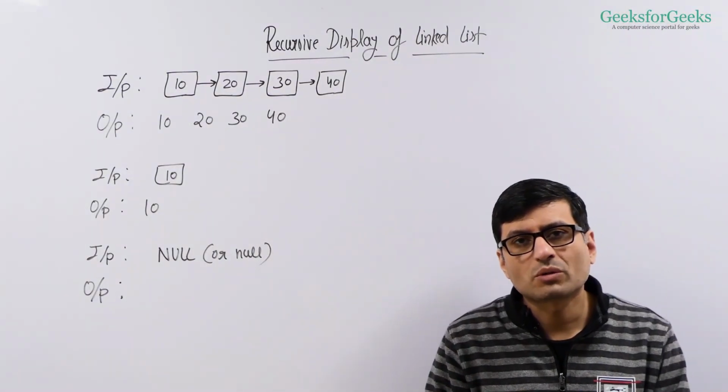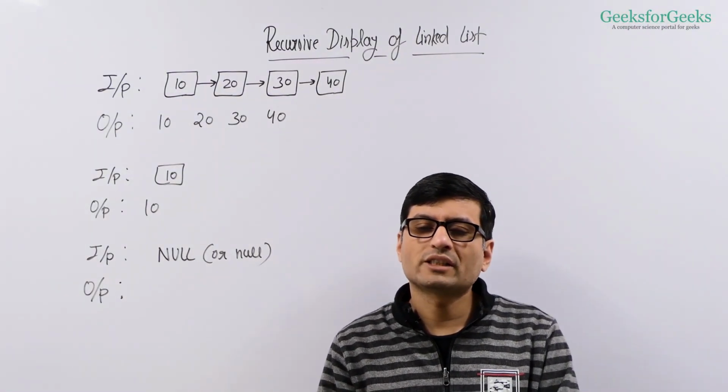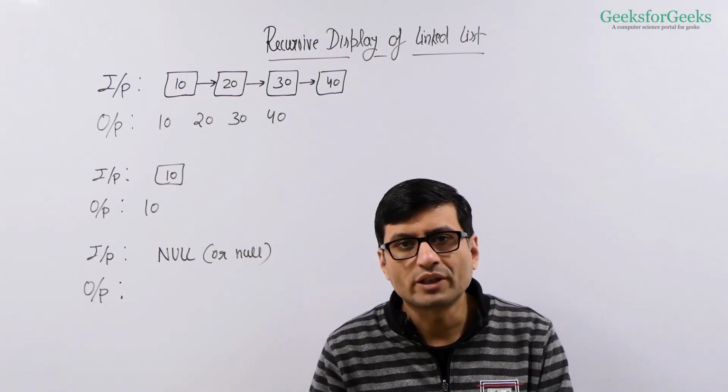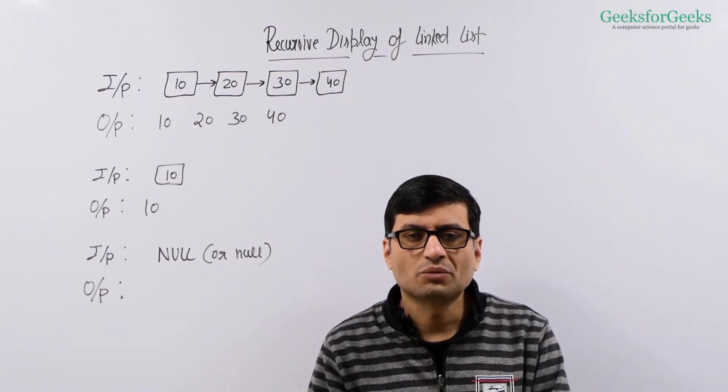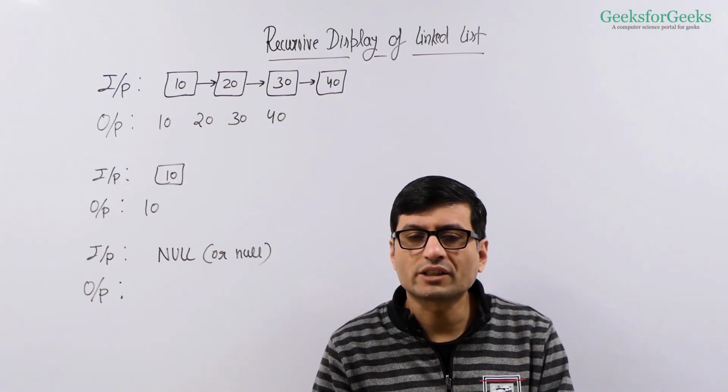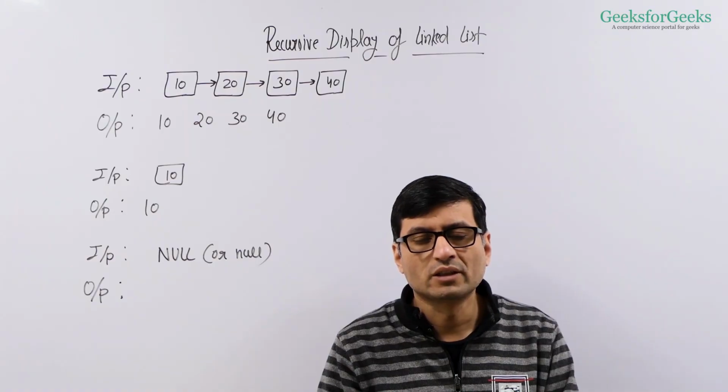Let us talk about this problem. We are given a singly linked list. We need to print all nodes of it using recursion. We should not be using any iteration or any loop. We need to write a recursive code to print the linked list.